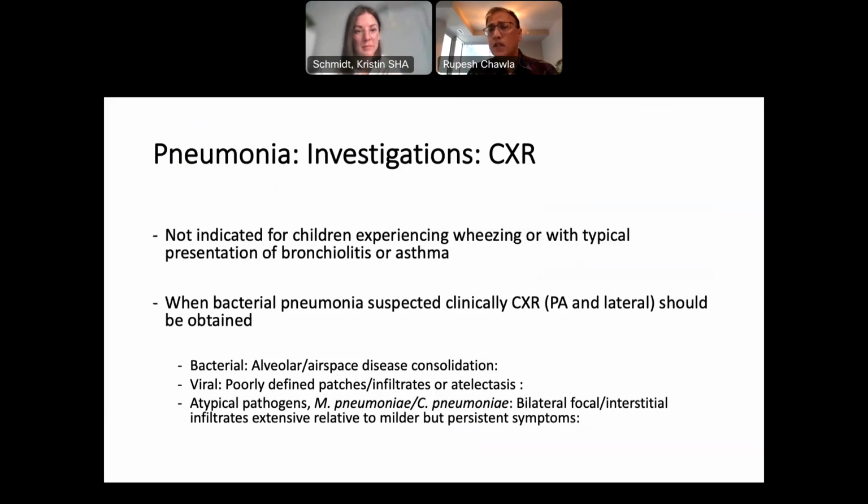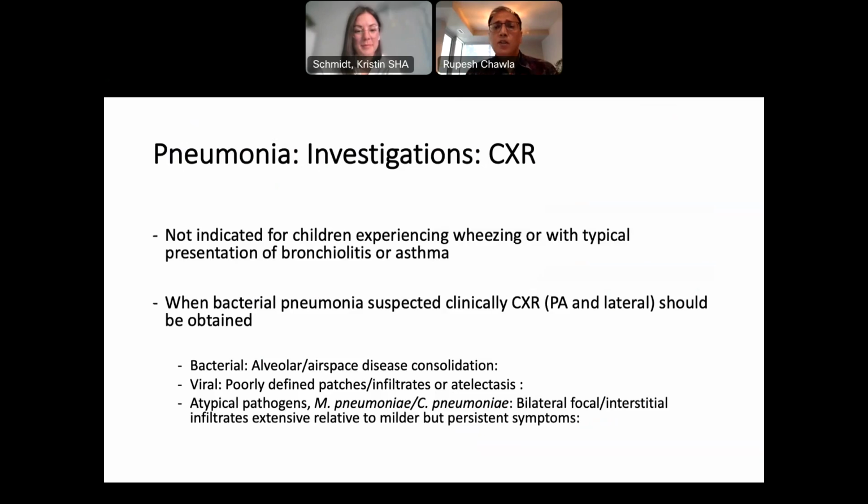The reason for that is twofold. One is it could help your diagnostic ability as to whether it's a bacterial, viral, or atypical process. And also, more importantly, if it's completely normal, it's not pneumonia. Maybe think about another diagnosis and avoid antibiotic therapy in that situation.